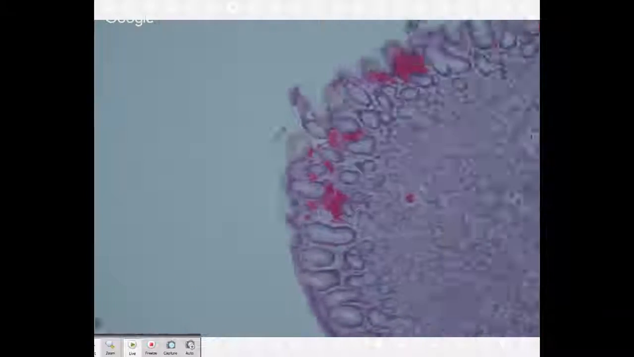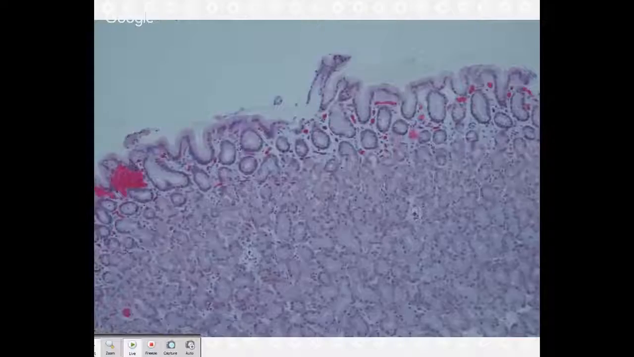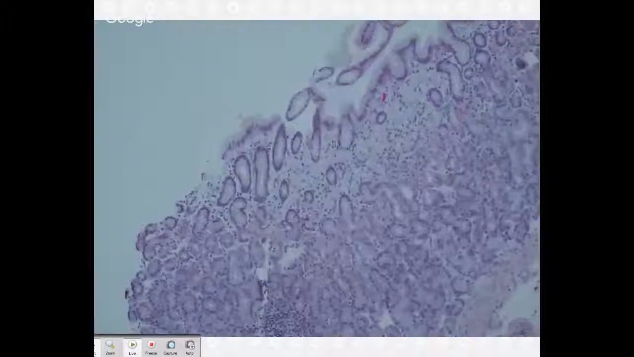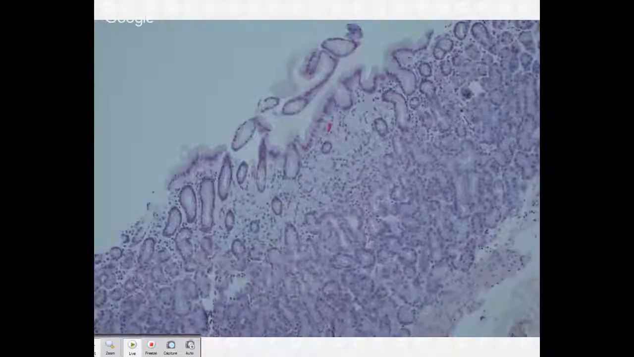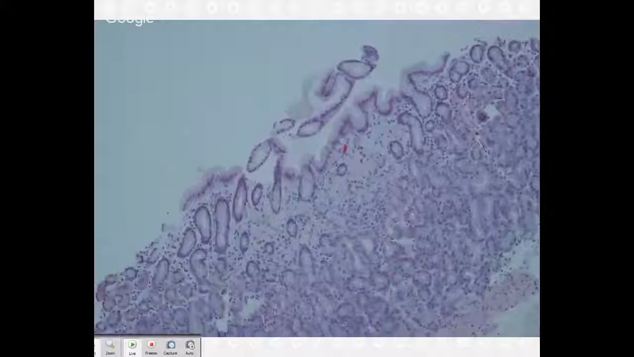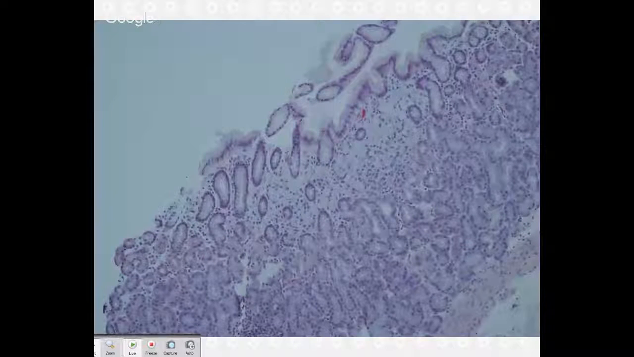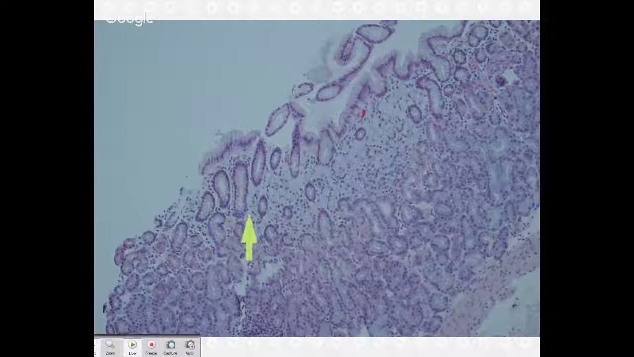Okay, still normal. Oh, not normal. Okay, what's not normal? There are multiple signet ring-like cells around the focus. Yep.